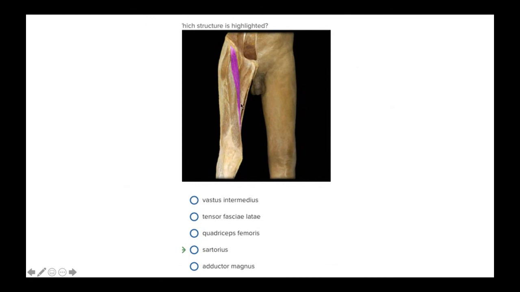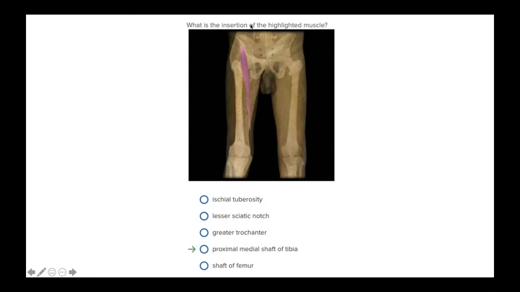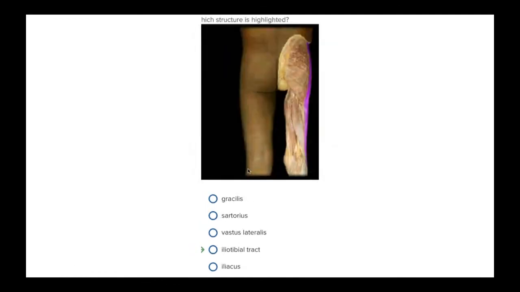Here is the longest muscle in the body, called the sartorius. It's a superficial muscle. It originates on the ASIS, comes down, and inserts just medial to the tibial tubercle on the medial side of the tibia. So that's the sartorius. What is the insertion? Well, if we follow it down, it's going to be just medial to the tibial tubercle. So that's the proximal medial shaft of the tibia. Best answer. It's the only thing it can be based on all those choices.